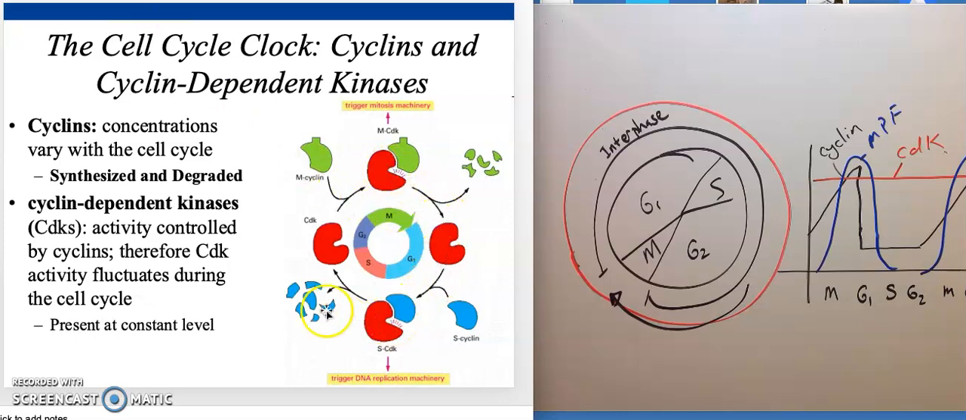This picture shows just a single CDK interacting with different cyclins at different checkpoints, but really there's a unique cyclin-dependent kinase that matches with a unique cyclin for each cell cycle checkpoint. But what they have in common is that the cyclin-dependent kinases are always present at a constant level throughout the cell cycle, whereas the cyclins fluctuate in concentration throughout the cell cycle and thus regulate the transition through the different cell cycle checkpoints.